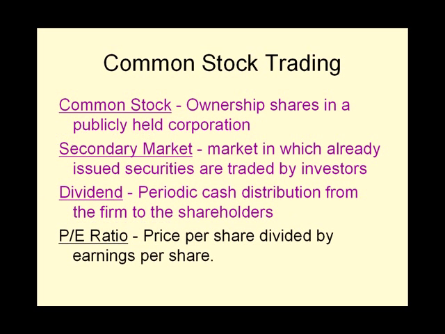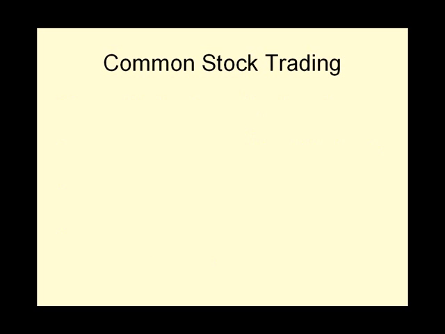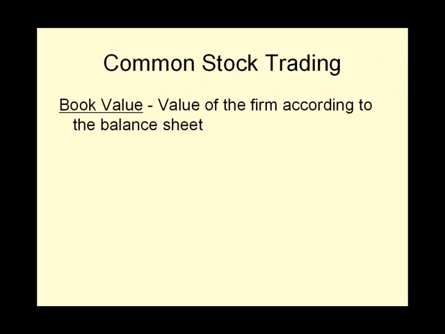The price-earnings ratio is the price per share divided by the earnings per share. The book value of the firm is the value of the firm according to the balance sheet. That is the numbers that you read on the balance sheet that say the asset value is $10 million, the equity value is $4 million, the debt value is $6 million. That's the book value.